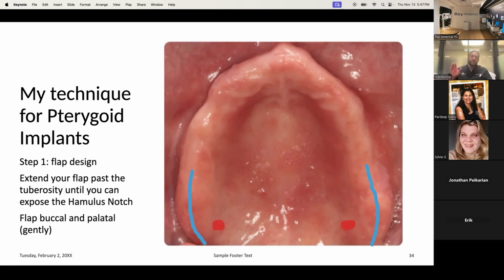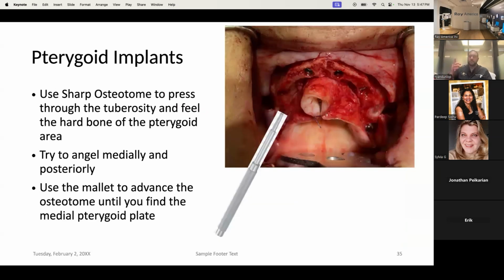I like to do my mid-crestal incision and then push the buccal tissue out first because that's typically a safe zone. I will use a periosteal elevator or some sort of reflector, and I will get the buccal aspect of the flap raised first, and then I want to walk around the distal aspect of the tuberosity and expose the distal side of the tuberosity. And there's a kind of a notch between the distal aspect of the tuberosity and the hamulus.